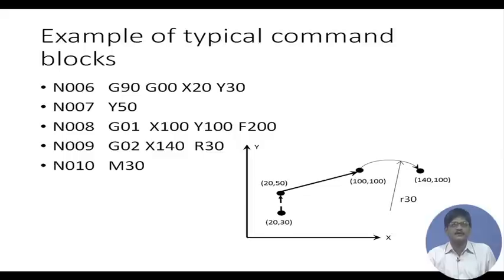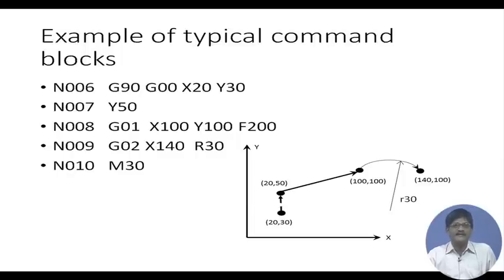After this vertical motion at 20, 50, it is written G01, x100, y100, f200. What does this mean? G01 is a code for linear motion, that means straight line motion at a particular feed rate, that means at a particular rate of motion. The rate of motion is mentioned as f, feed. It is called the feed word. 200 means, if not otherwise defined, 200 millimeters per minute. So, the target point is mentioned as x100, y100. So, we reach the target point 100, 100 from the point 20, 50 at the rate of 200 millimeters per minute.